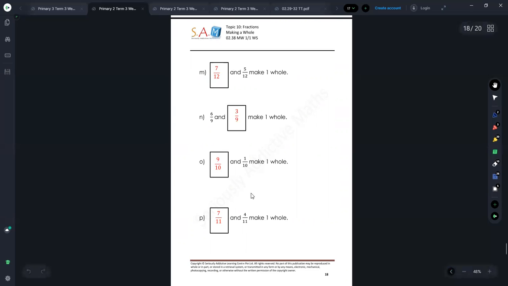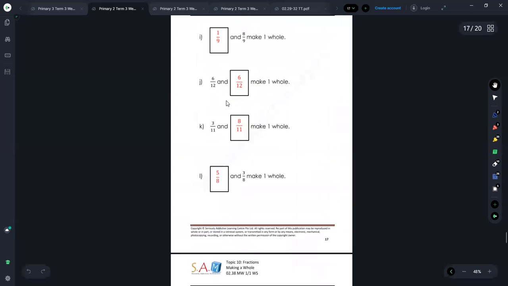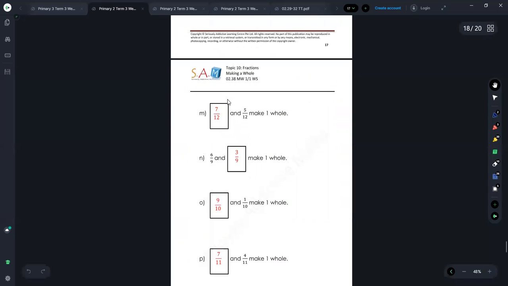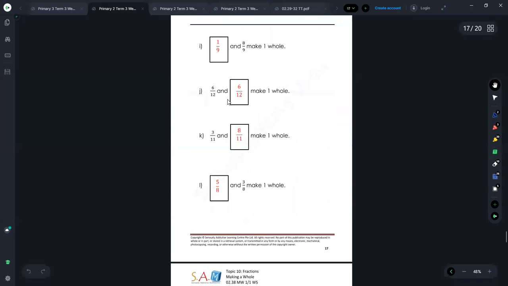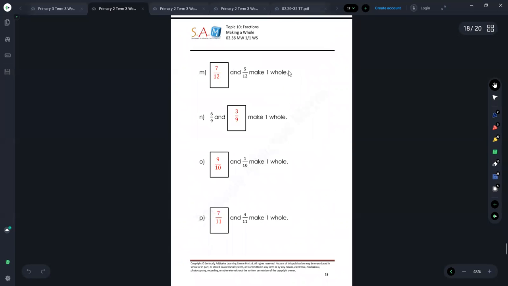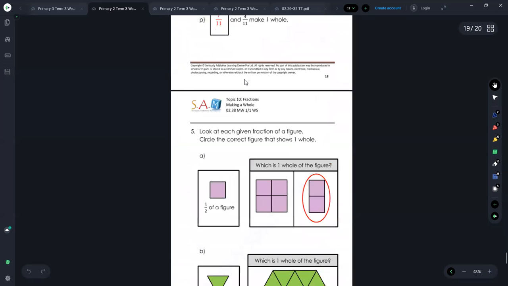So in order for them to get the answer, they need to know which fraction out of 12 plus 5 out of 12 equals 12 out of 12. So you can do 12 minus 5. Some of them may have a slight problem doing this, so it's important for you to go through this with them. Just remind them what 1 whole is. 1 whole is when the numerator and the denominator are the same.